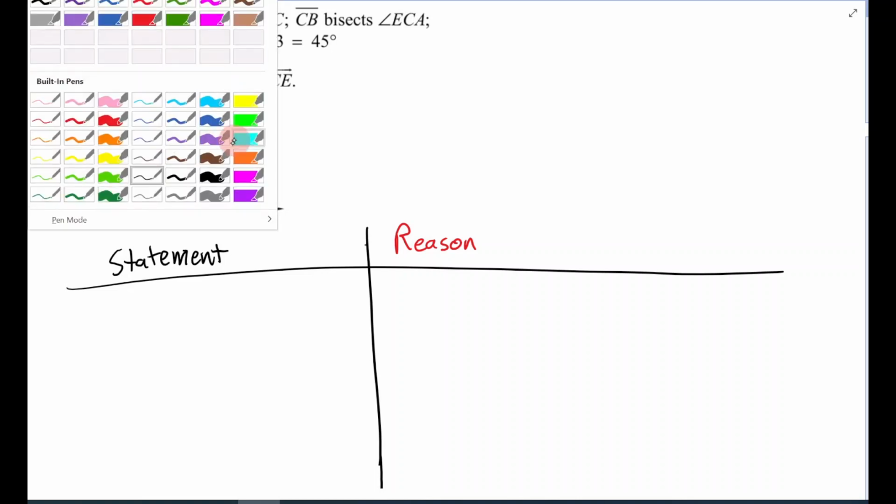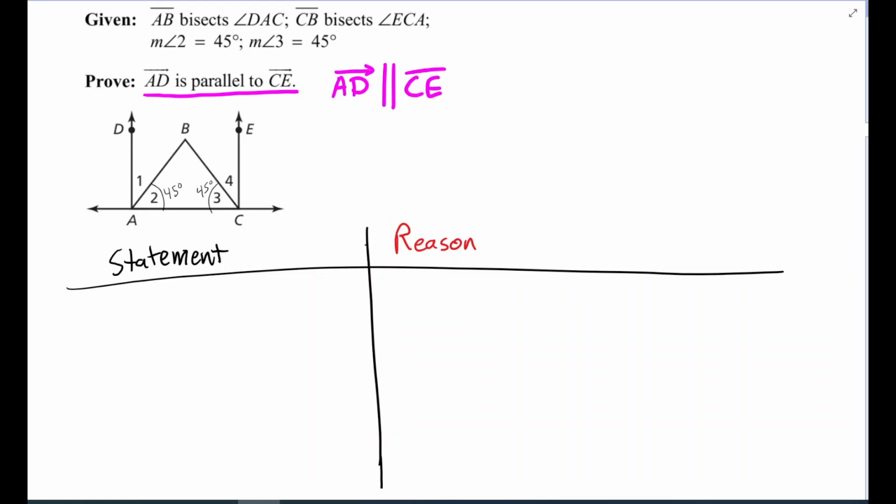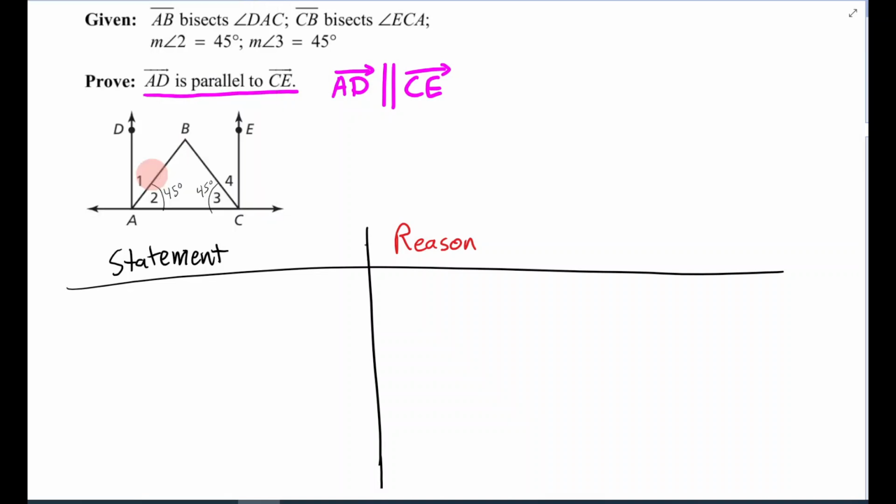And what we are hoping to show is that the line AD is parallel to the line CE, or the ray, more specifically, ray AD is parallel to ray CE. Now, how are we going to do that? The key lies in bisectors, in this case. Okay, we'll get there. But first, let's write down our given information.